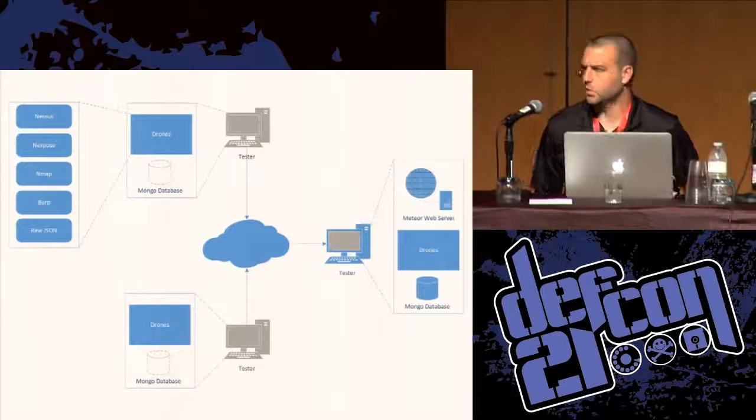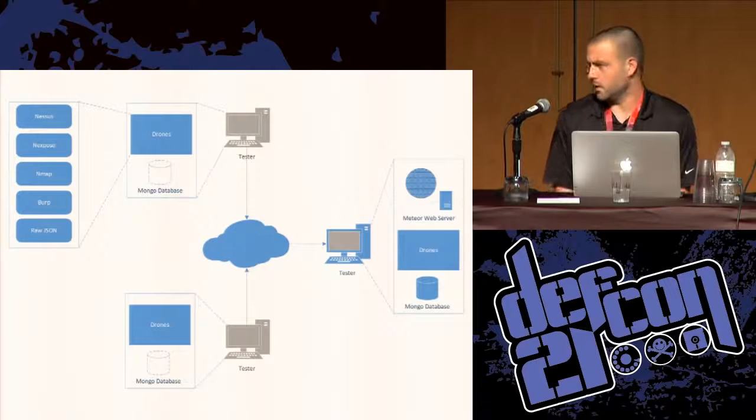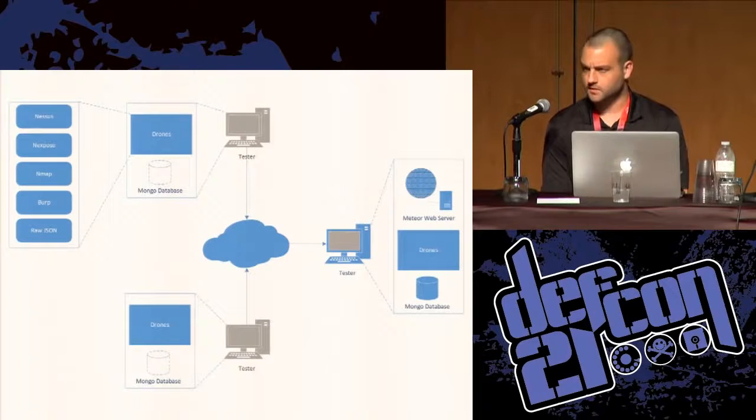So the tools that actually consume the data we call drones. They're command line tools written in Python that use a common API. They parse data from some of the tools that we commonly use for our pen tests, and we have drones for Nessus, Nexpose, Nmap, and Burp, as well as a raw JSON one.